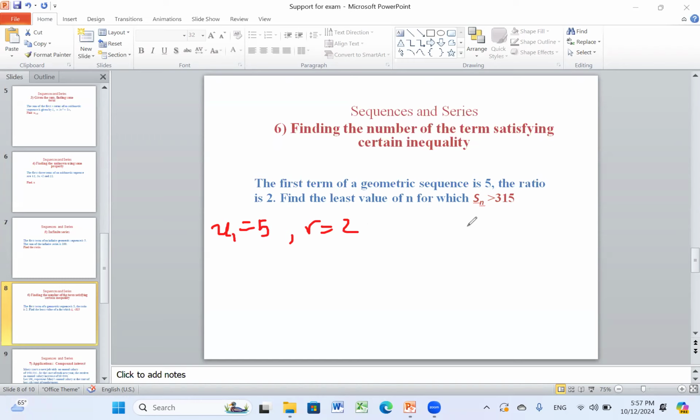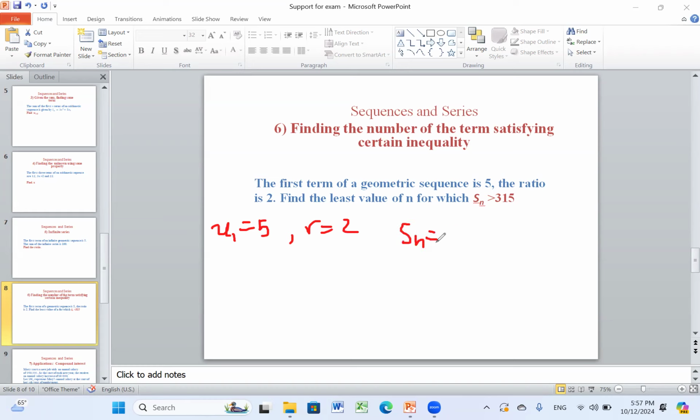We are not taught that this is an infinite sequence, infinite series, because it can't be. We said that for our infinite series, to be able to find the sum, this r should be between -1 and 1. In our case, it is a usual geometric sequence. So we have this theta, and Sn should be greater than 315. So let's first remember what is the sum for Sn.